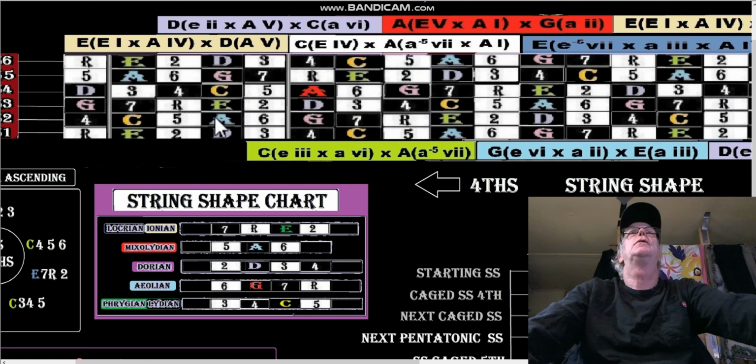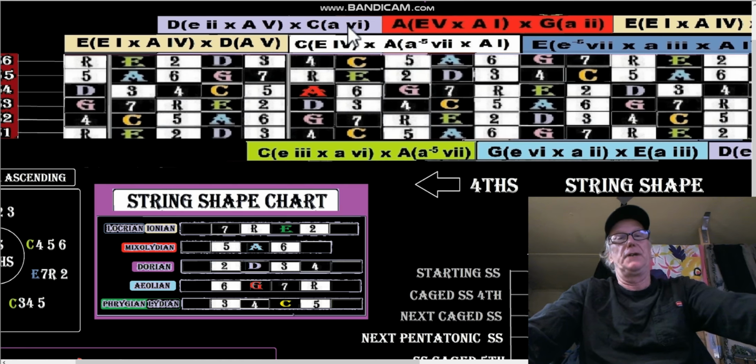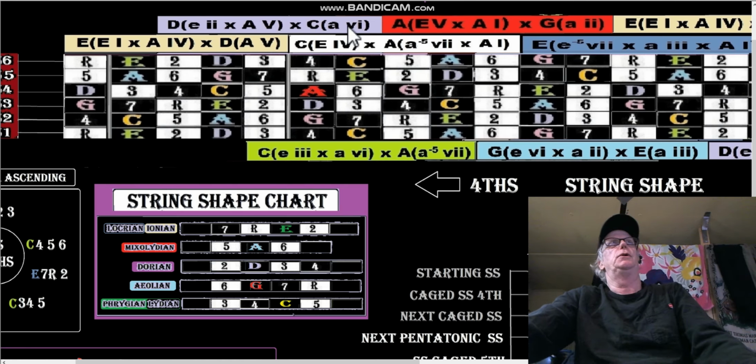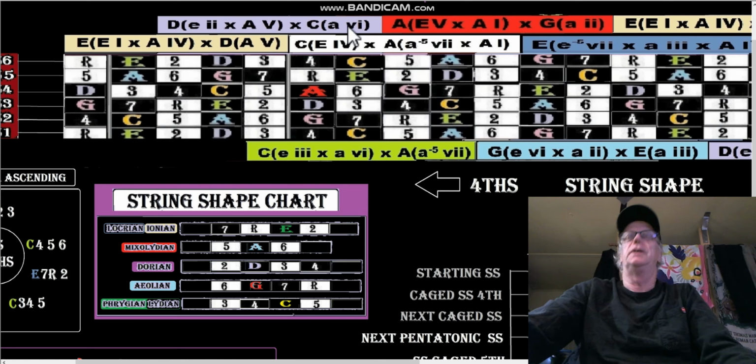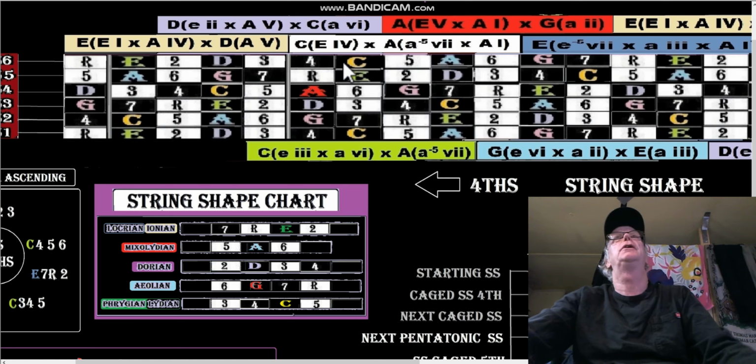2, 3, 4, 5, 6, 7, root 2, 3, 4, 5, 6. Okay, now there's a cutout here, so it would be 4, 5, 6. That would go out of the cage. So these long definitions include cutouts. So this isn't your simple CAGED fretboard, which we have many of those. I can't put everything on one chart.